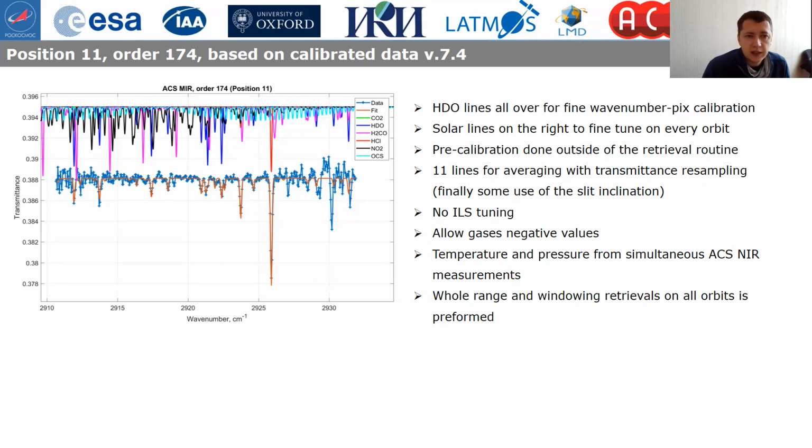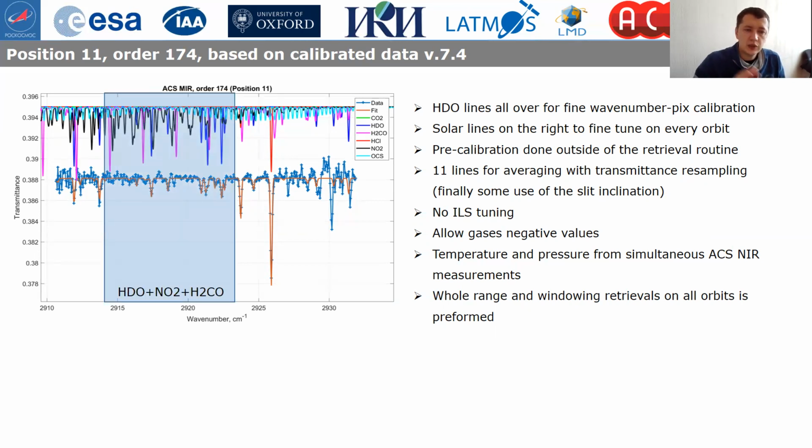The ILS is not being tuned, unlike other works on ACS MIR, because the lines are very weak, so the ILS tuning is not done. And the temperatures and pressures are taken not from the model, but from the measurements by ACS MIR that are always together with ACS MIR. So 2 channels are measuring together. That is a certain advantage, of course. We can use that to do the cross checks, the validations, and to get the temperature and pressure from another instrument.